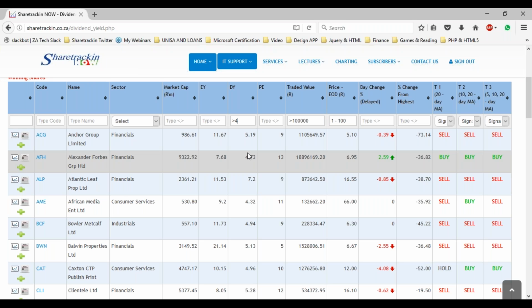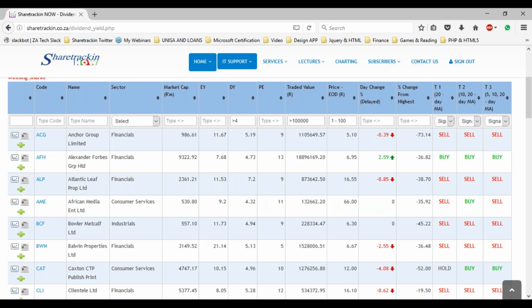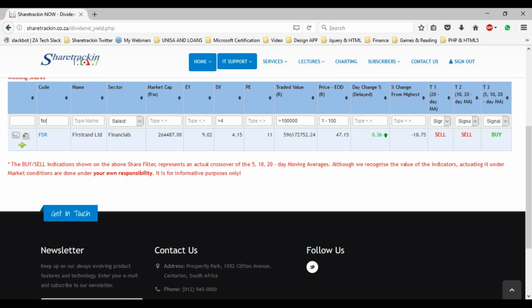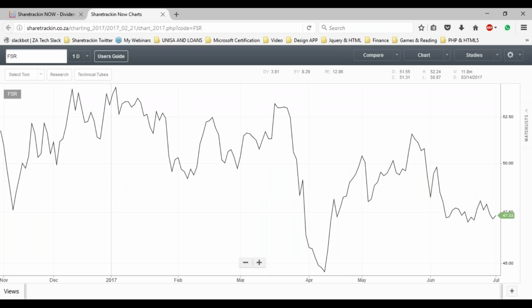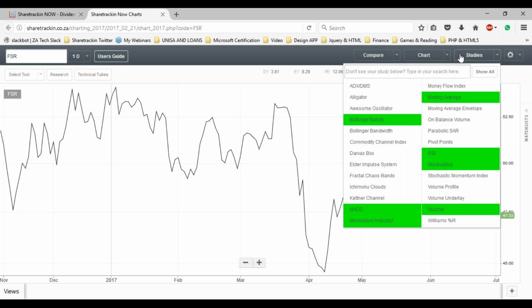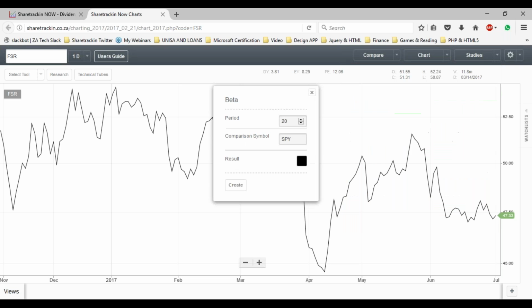Now, the last thing that I want to share with you that you can look at that works is looking at the volatility of the share. Let's say, for instance, we want to look at a company like FirstRand, and we want to see what's the volatility of FirstRand, okay? What you do is you open the chart of FirstRand, and you go to Studies, and you'll see at the top you can filter, and what you're searching for is the beta. B-E-T-A. You just type it in the box that's available to you at the top. Beta. You click on beta.